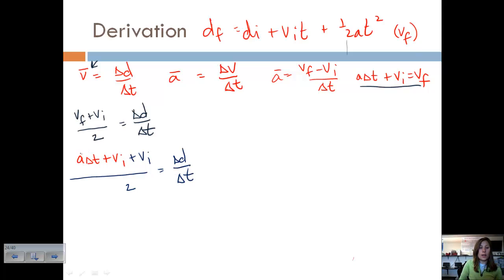So do you see this part in red was from over here? I just took that and plugged it right in there. Now I've substituted it out, and I'm going to go through and solve for d final.